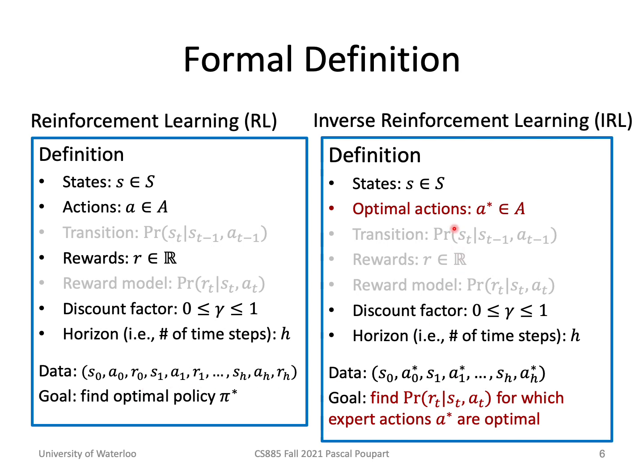In contrast, in inverse reinforcement learning, what we observe are states with actions that are optimal, so that's why here we've got A star. But on the other hand, we don't observe the reward. So you see these are grayed out, indicating that this is not observable. And then the data consists of state action pairs, where again the actions are optimal. And finally, the goal is to find what is the reward function, or otherwise the reward distribution, for which the expert actions are optimal.